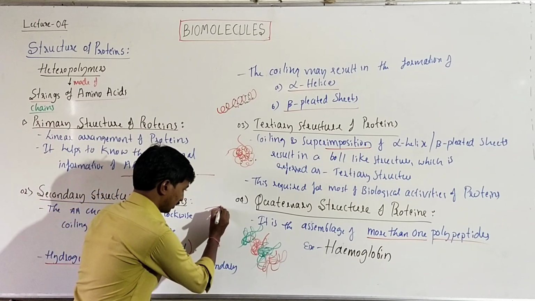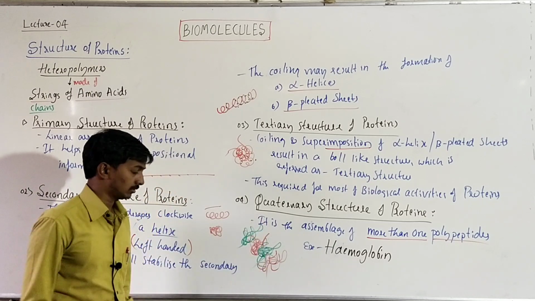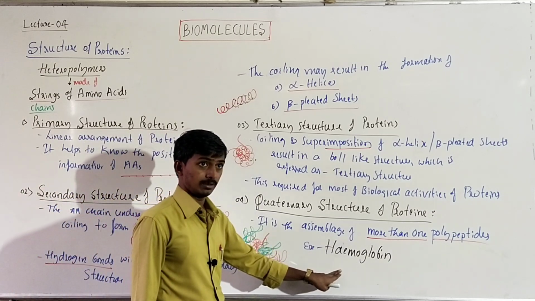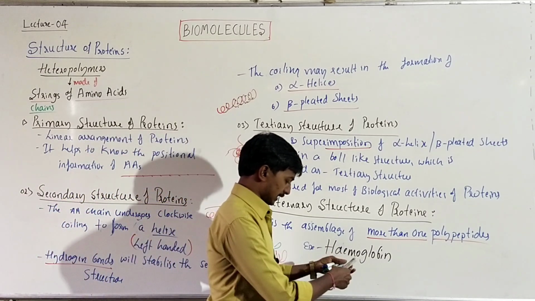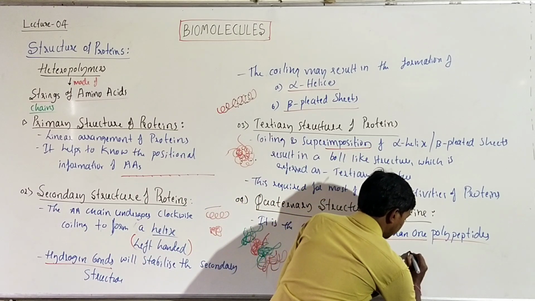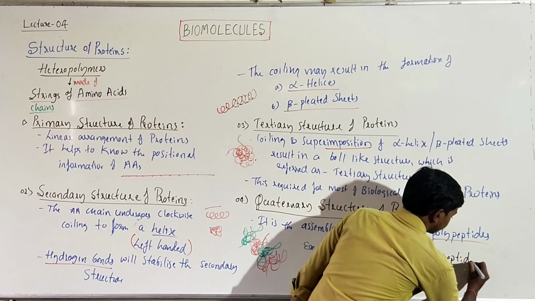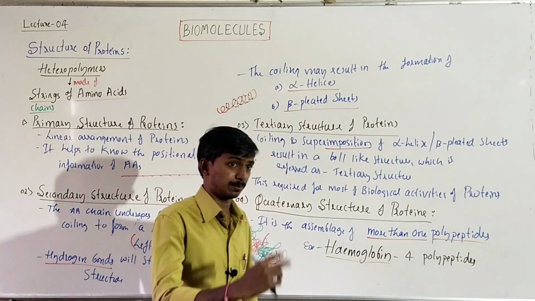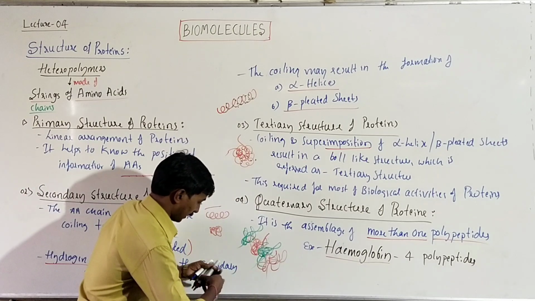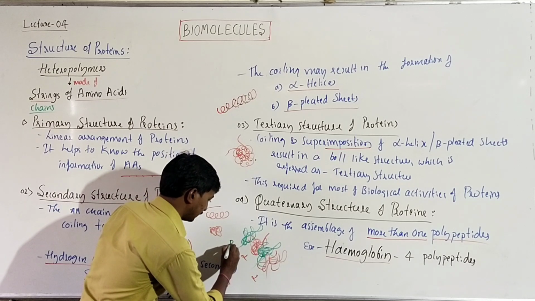It means it was like this, then it became like this, then like this, then like this, right? Primary, secondary, tertiary, quaternary. Okay, the hemoglobin in our blood contains 4 polypeptides. 4 polypeptides of 2 types. 2 of alpha type, 2 of beta type.